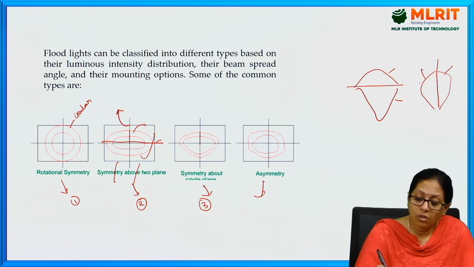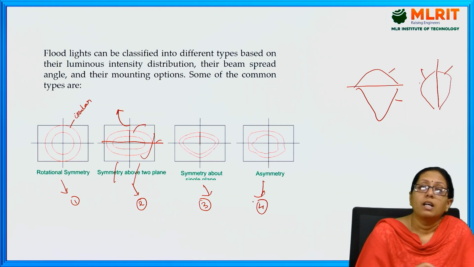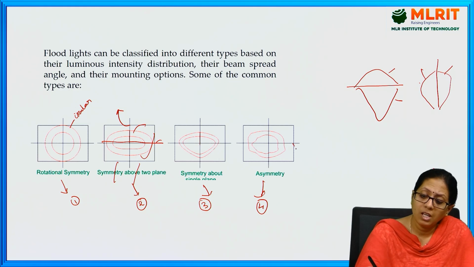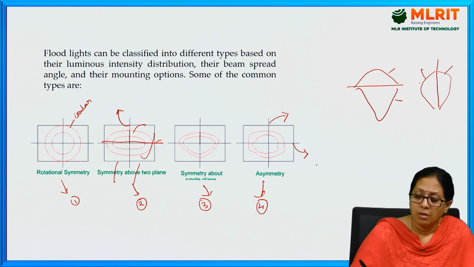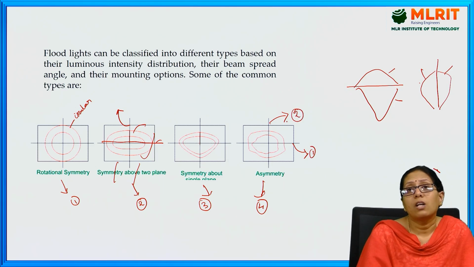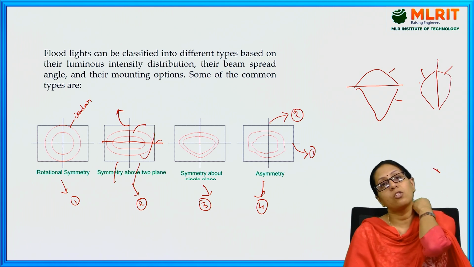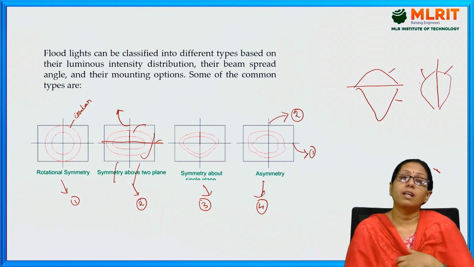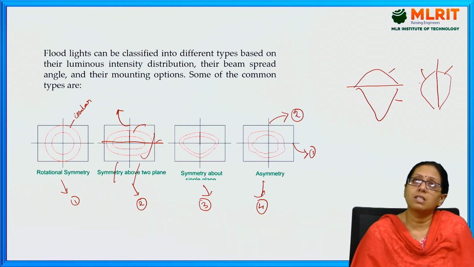The fourth one is asymmetry. It means it is not symmetrical based on the first plane or the second plane, the lines are not symmetrical. So here you can see the four types. This classification is based on the symmetry. The floodlights are classified based on the symmetry here.